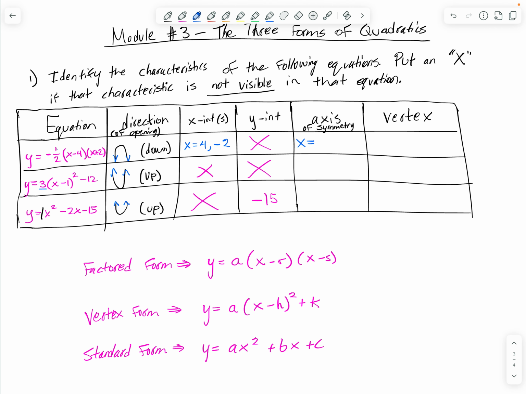I'm going to go x is equal to 4 plus, I'm going to take the average of those two. So 4 plus -2 and then divide that by 2. So that's going to be like 4 minus 2 divided by 2 is just going to be 1. So my axis of symmetry is x equals 1.